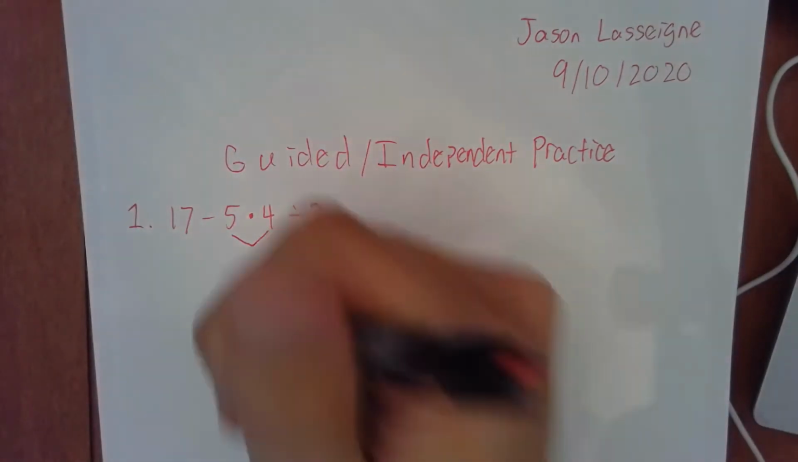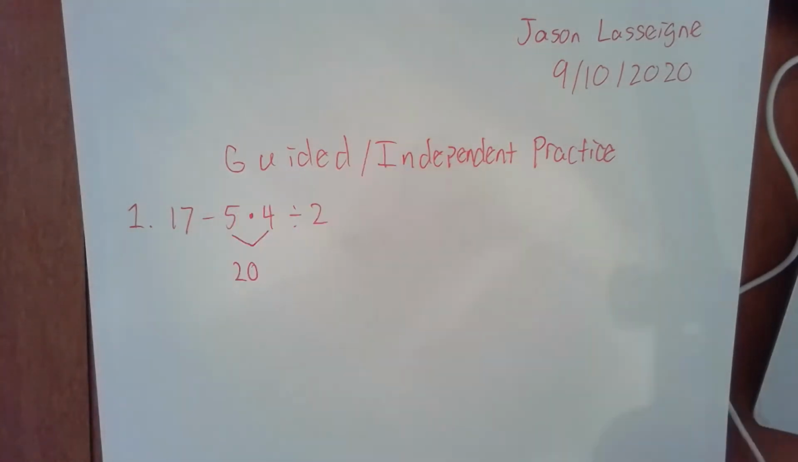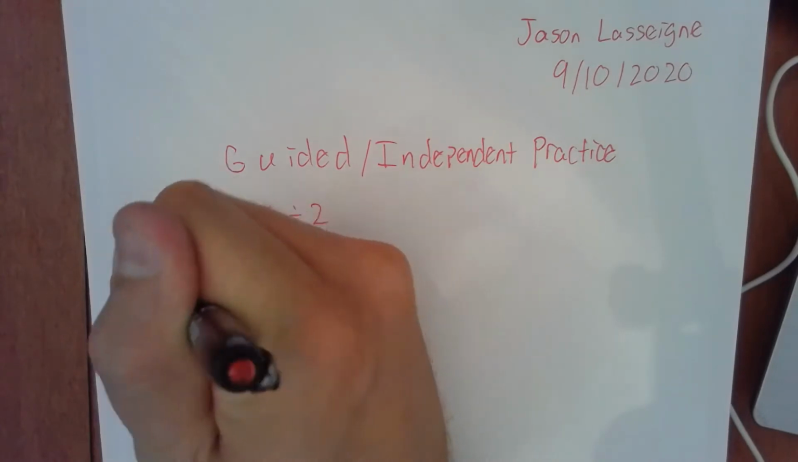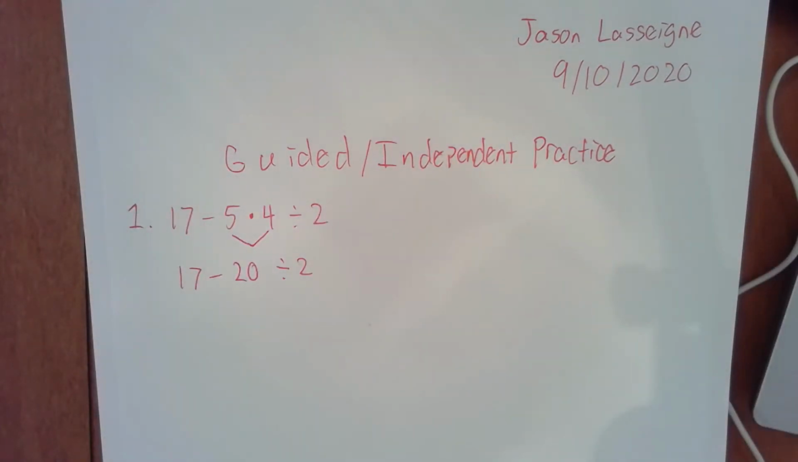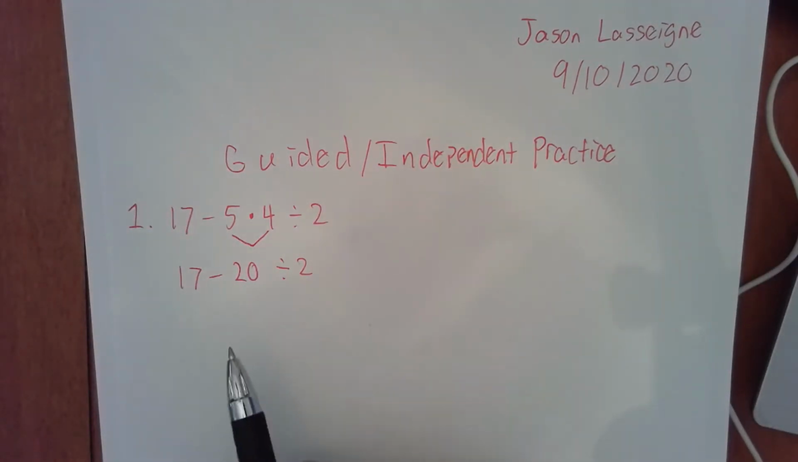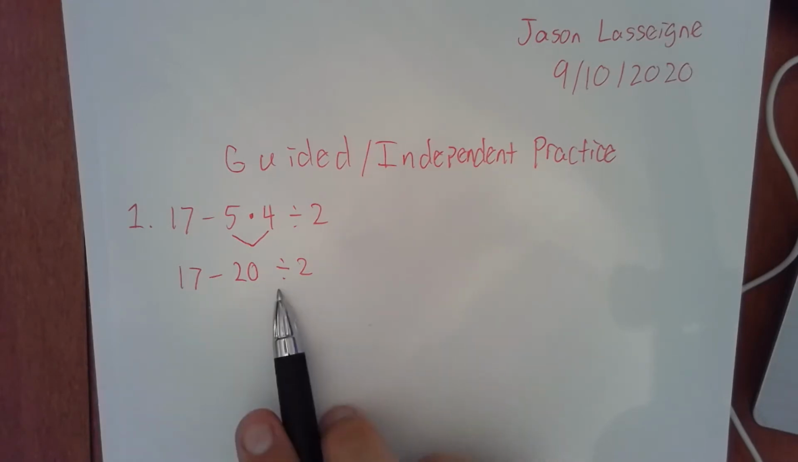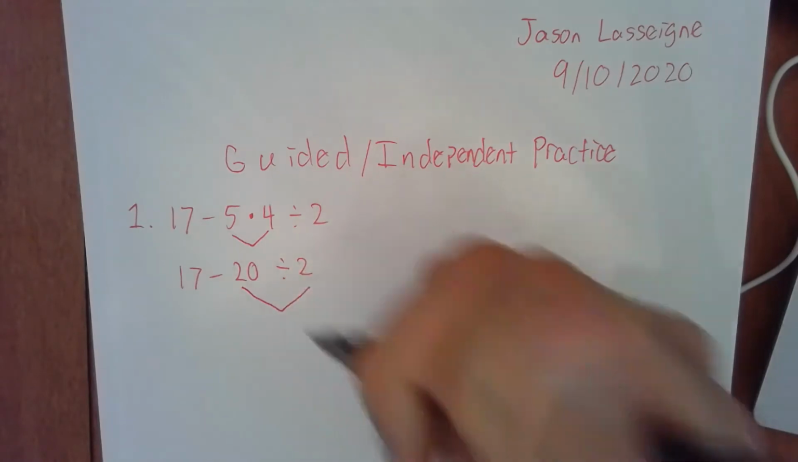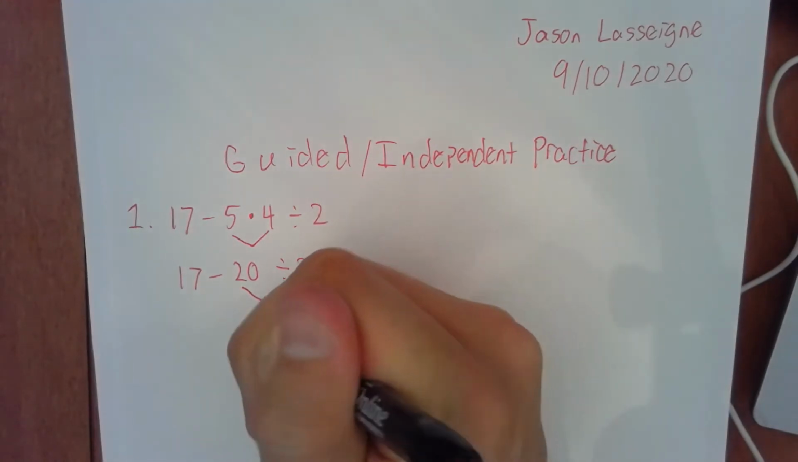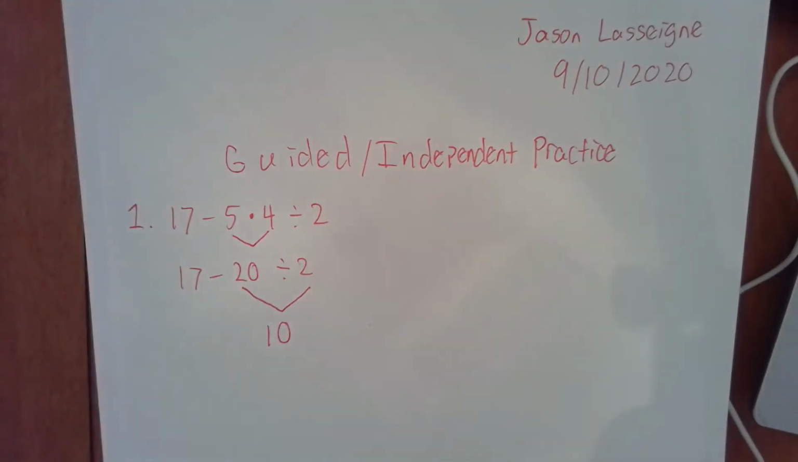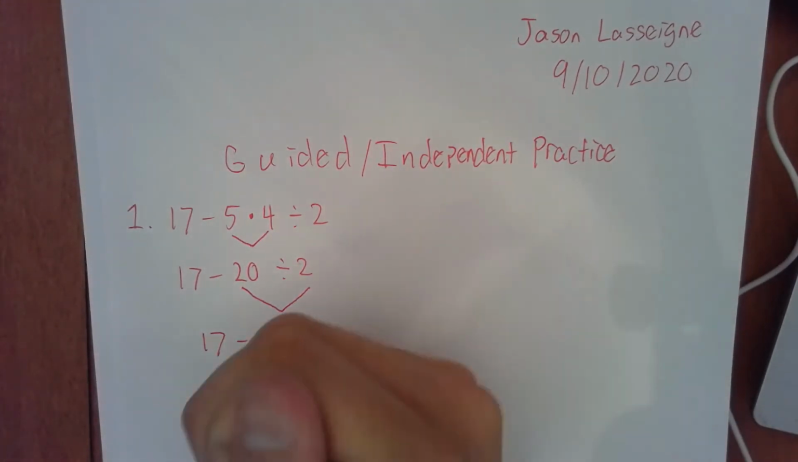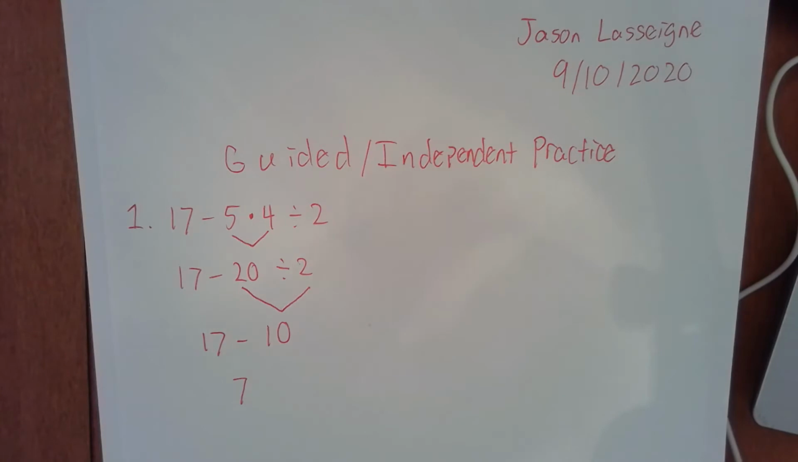So we're going to do 5 times 4 first, which gives us 20. And we bring everything else down, divide by 2, and then 17 and the subtraction sign. So now we just have 2 operations, division and subtraction. Division comes first in our order of operations. So 20 divided by 2 is 10. Bring down the 17 and the minus sign. And we get that our final answer is 7.